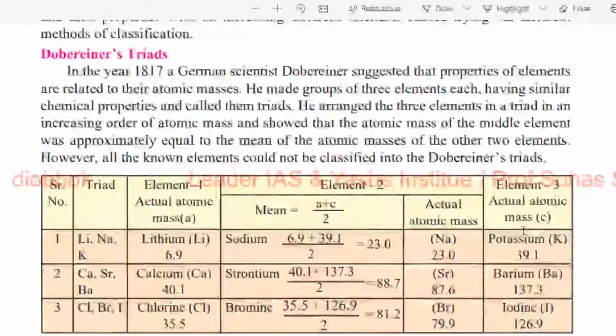See the pictures of Dobereiner's triads.